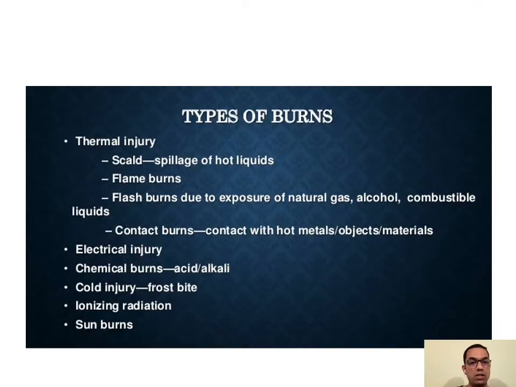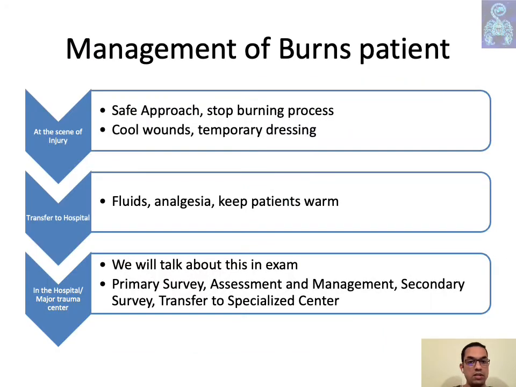The types of burns, if they ask: thermal injury, again divided. If it is because of hot liquids, it can be scald, then flame burns, then flash burns due to exposure to natural gas, alcohol or combustible liquids, or contact burns because of contact with hot metals or materials. Then there can be electrical injury, chemical burns, and cold injury, which is frostbite. It's a reverse kind of thermal injury, but due to low temperature. Then radiation can cause skin burns, and sunburns can also cause skin burns.